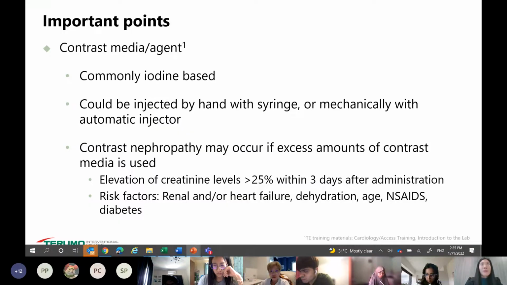Here, I haven't gone into the procedure. I just want to introduce it in general. I want to let you know what a contrast media is. A contrast media is what you saw just now that is injected into a catheter. It's usually iodine based, and it can be injected through the device to take pictures of the coronary arteries.